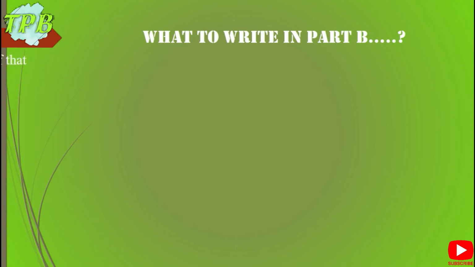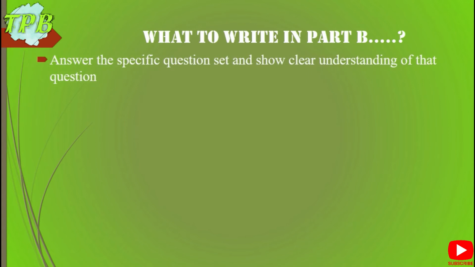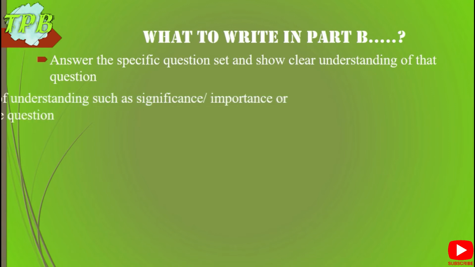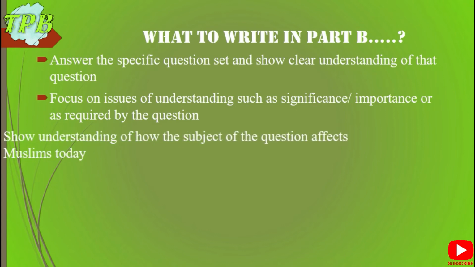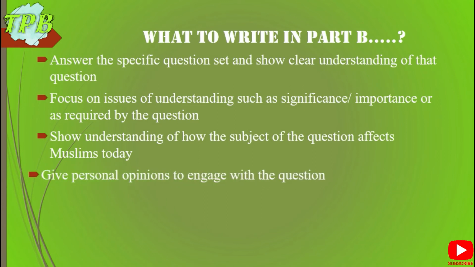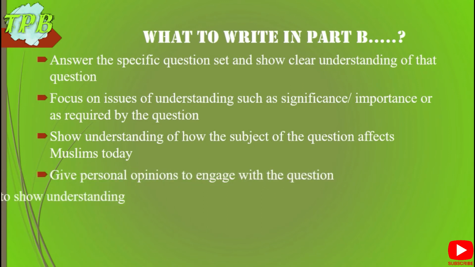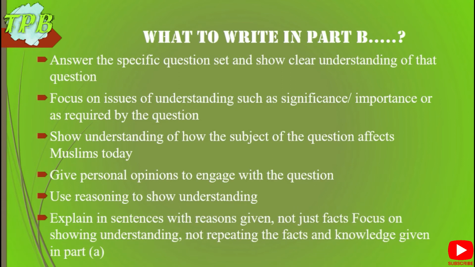What to write in part B according to the demand of the examiner? The answer is supposed to be specific and show clear understanding of that question. Focus on issues of understanding such as significance, importance, or as required by the question. Show understanding of how the subject of the question affects Muslims today. Give personal opinion to engage with the question. Always use reasoning to show understanding, and explain in sentences with reasons given, not just facts. Focus on showing understanding, not repeating the facts and knowledge given in part A.